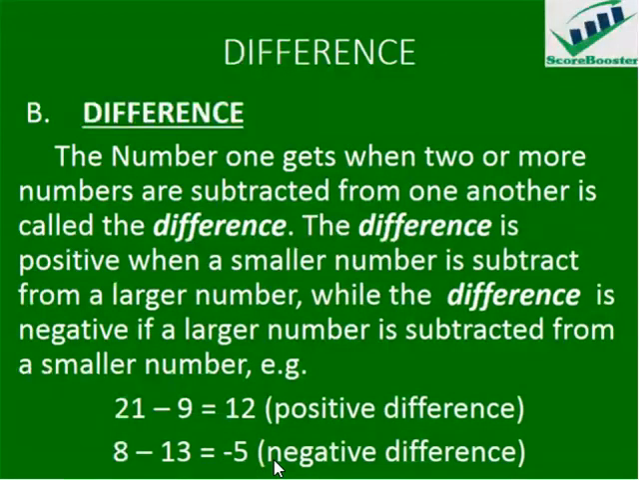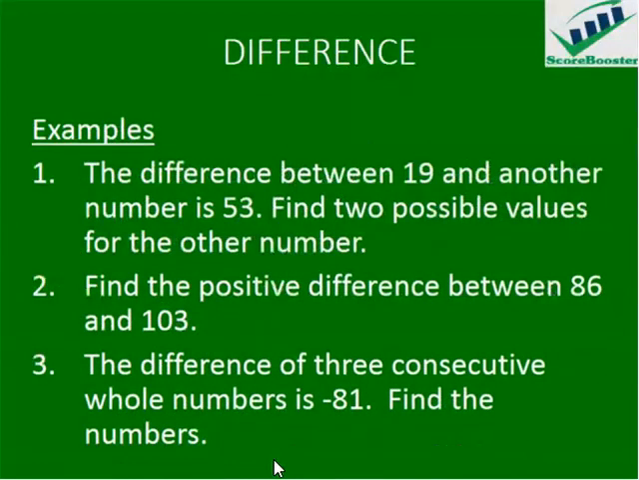So now we move to examples. The first example says the difference between 19 and another number. We don't know if that number is greater than 19 or less than 19, but we know that the difference between 19 and that particular number we don't know is 53. So there are two possible values of that number. It's either the number is greater than 19 or less than 19.